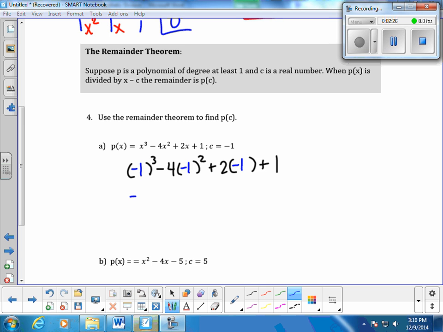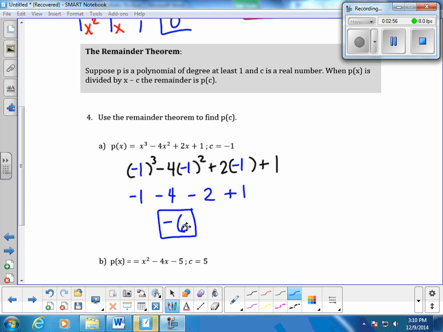Negative 1 cubed is negative 1. Alright, negative 1 squared is positive 1, and positive 1 times a negative 4 is a negative 4, minus 2 plus 1. And that would add to give us negative 6. Now, the beauty of this is if I was to take this exact same polynomial and do synthetic division to it, we want to know if the remainder is in fact negative 6.